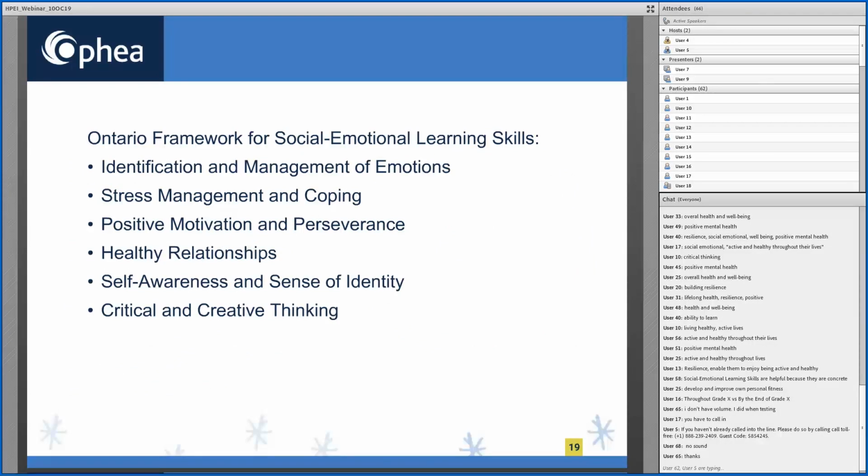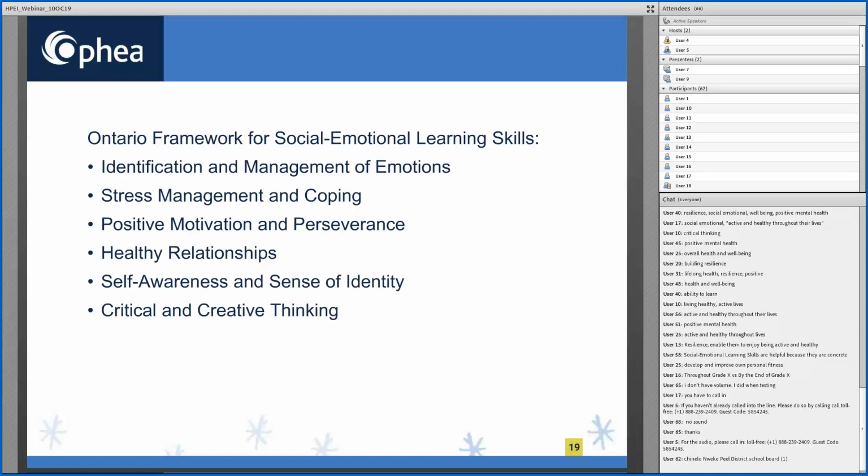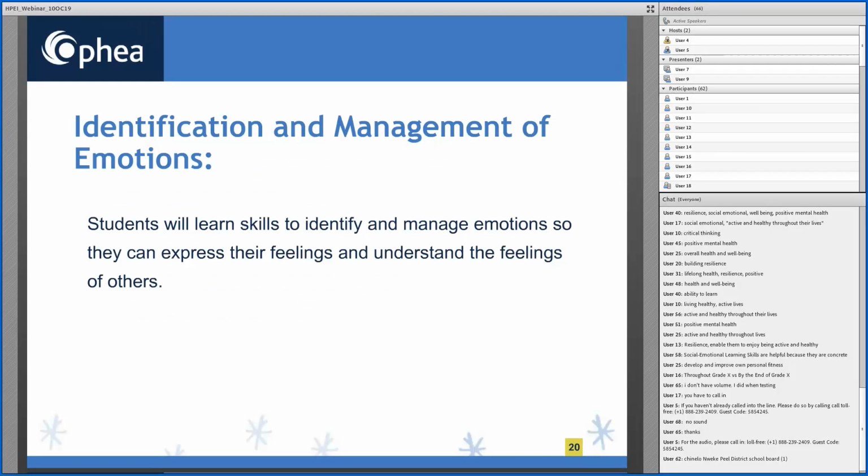While there are several different models of social emotional learning, and we will go into this in a little bit more detail within the webinar in late November, within an Ontario context, they are specifically clustered in the following 6 categories: identification and management of emotions, stress management and coping, positive motivation and perseverance, healthy relationships, self-awareness and sense of identity, and critical and creative thinking. And that really came about to contextualize it specifically for our purposes within the Ontario education context. That was developed in partnership with the Provincial System Support Program at the Centre for Addictions and Mental Health. And we'll go into that a little bit more in the following webinar.